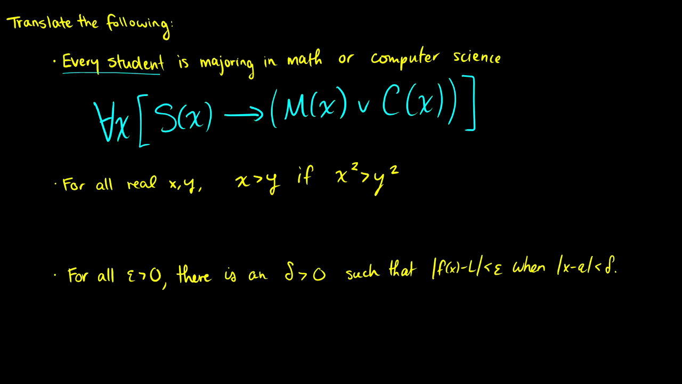For all x, if x is a student, then x is a math major or x is a computer science major. Okay. Second question, for all real x and y, x is greater than y if x squared is greater than y squared.